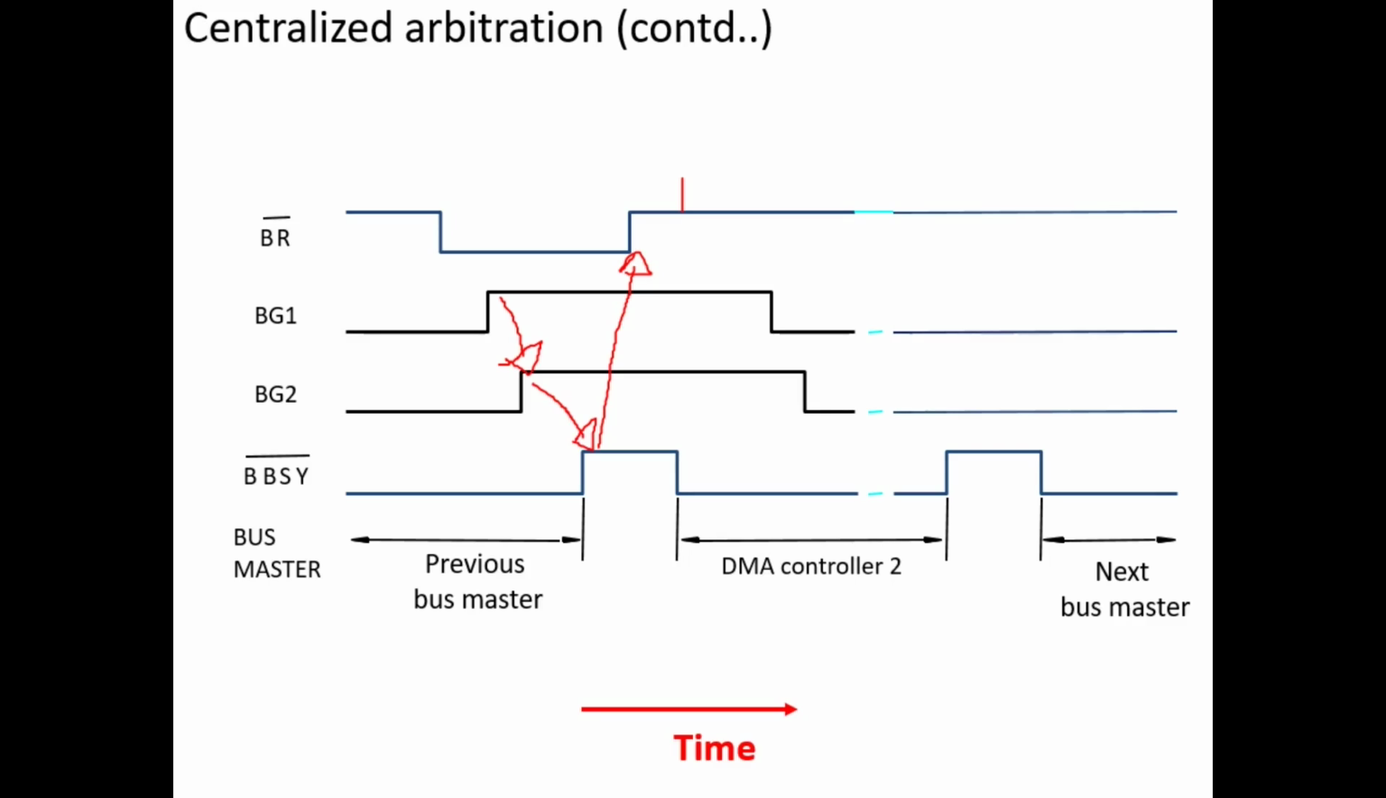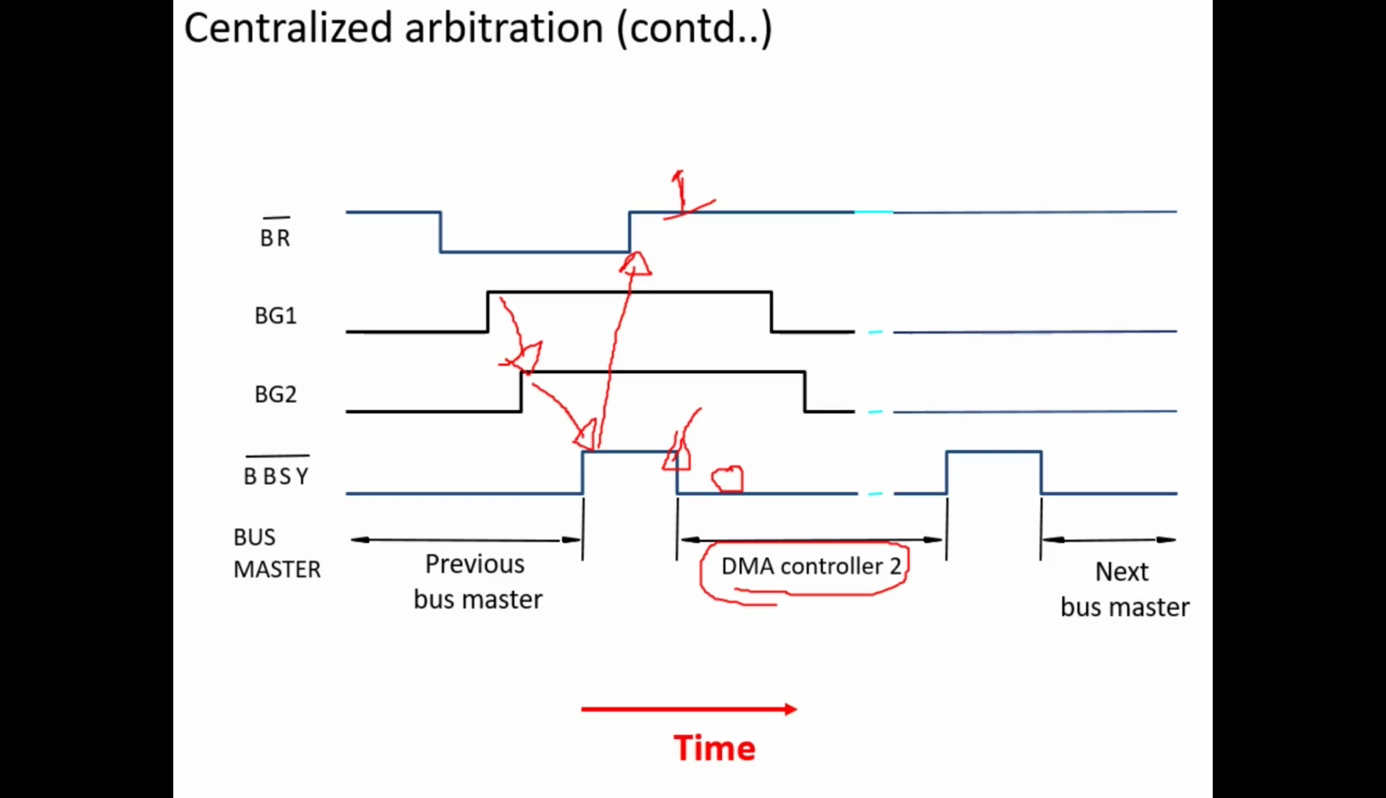Now here in this case device 2 has become bus master. All devices make bus request 1 to indicate the issue is solved. Then again device 2 makes this bus busy line 0, because now device 2 is the bus master and it uses the bus to transfer the data. So it makes the bus busy signal 0, meaning DMA controller 2, that is device 2, starts using the bus.